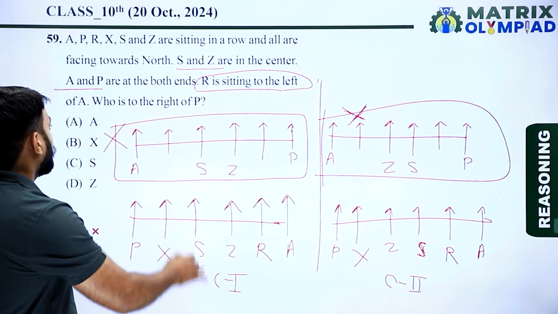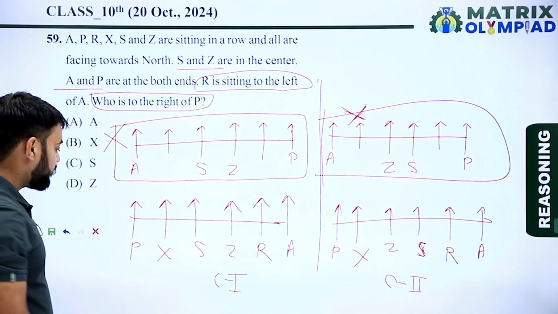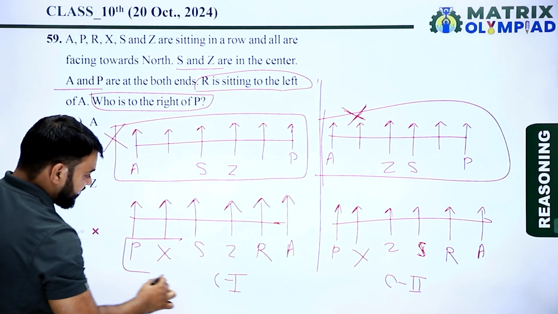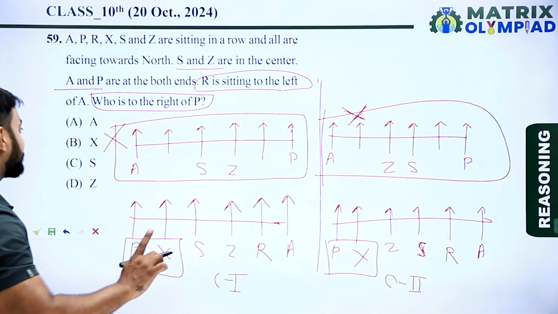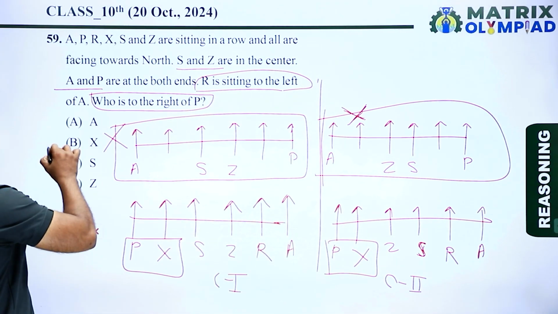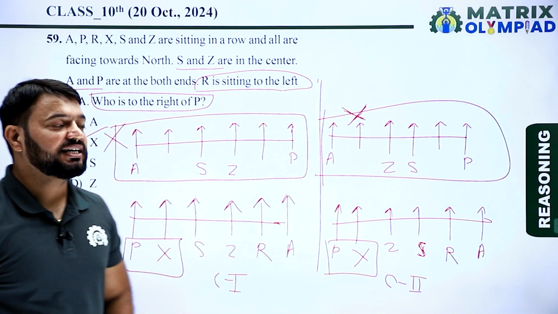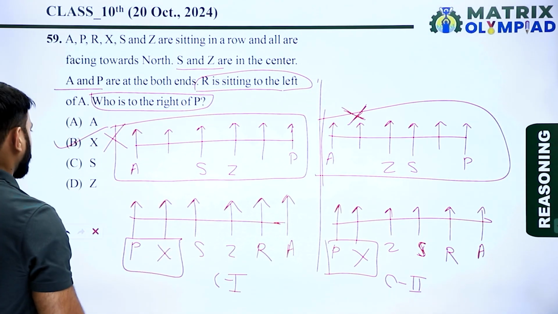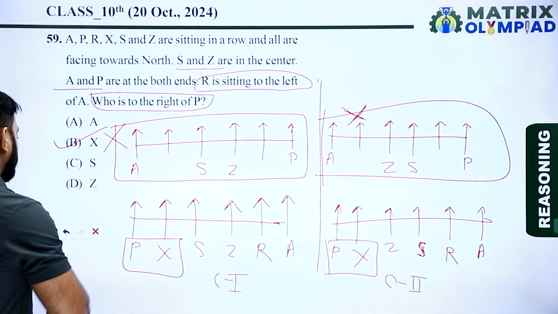Now question is who is to the right of P? Who is to the right of P? इस वाले केस में P का राइट है X और इस वाले केस में P का राइट है X. So X is the right of P. So here option B is the correct answer of this question because X is in the right of P.